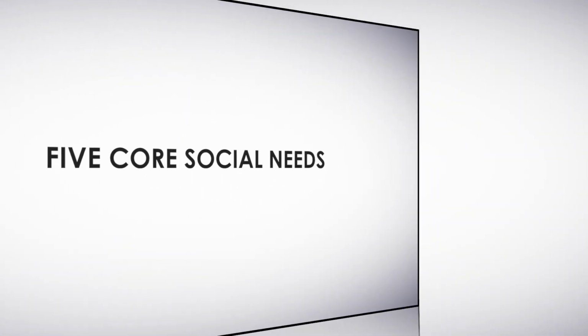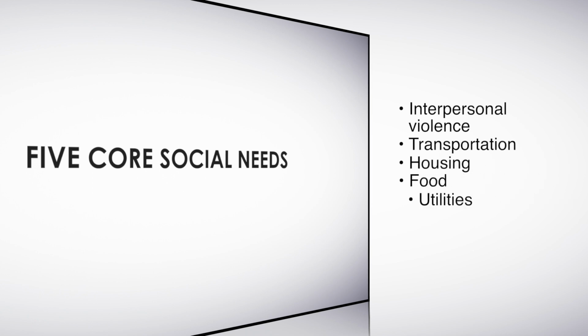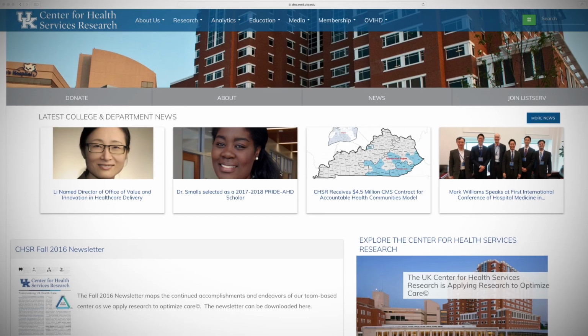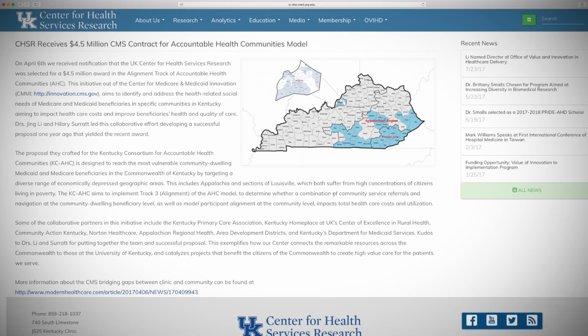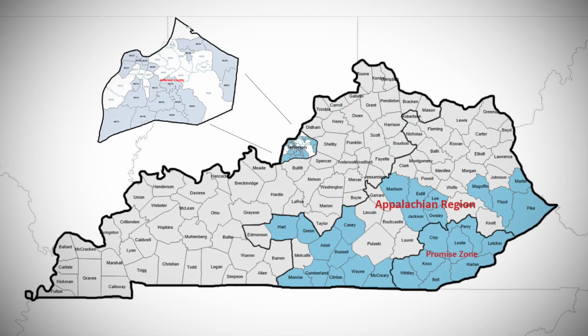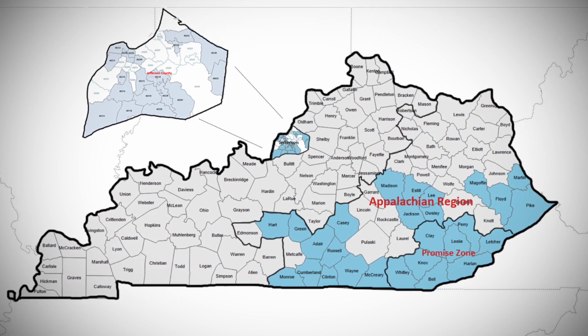There are 5 core needs that we're looking at: interpersonal violence, transportation, housing instability, food insecurity, and utility assistance. I think increasingly there's more recognition that what we call the social determinants of health are major drivers of people's health status and their health outcomes. And so the exciting thing about this project is that we can try to address these kinds of social needs and really have an impact on people's patterns of healthcare utilization.